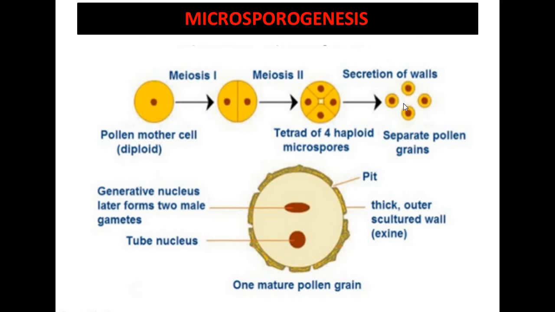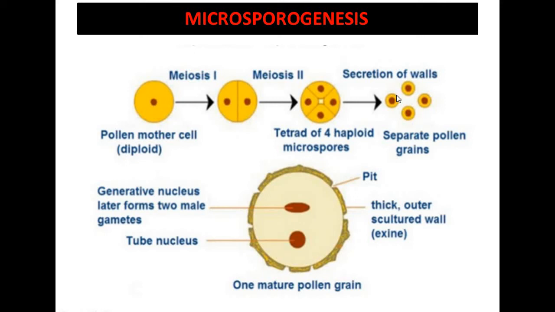So in this manner, the PMC will be divided by meiosis and it will produce the group of cells which are pollen grains. So the number of pollen grains will be produced inside the microsporangium and it will be filled with the mass of pollen grains.